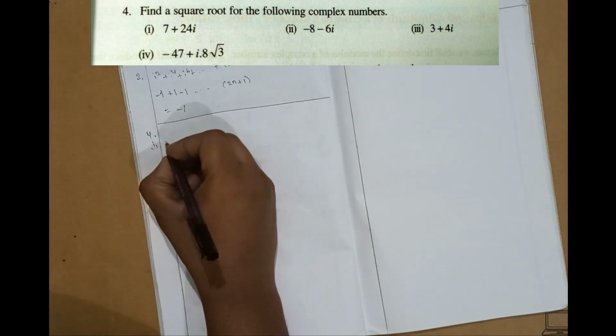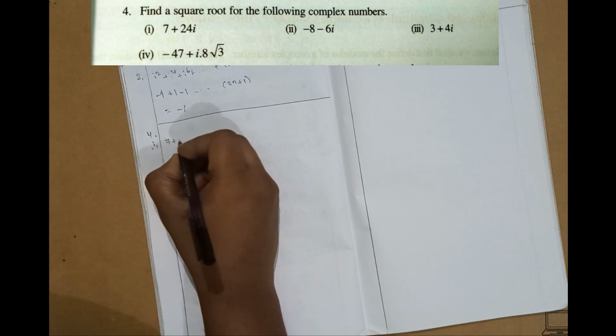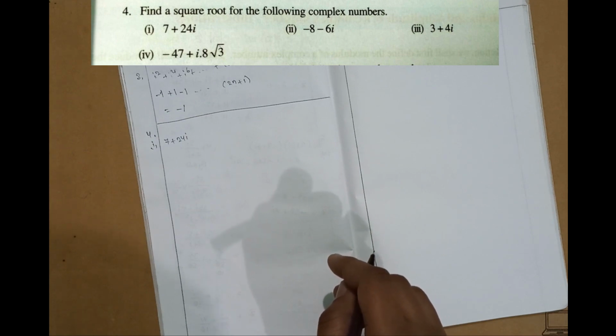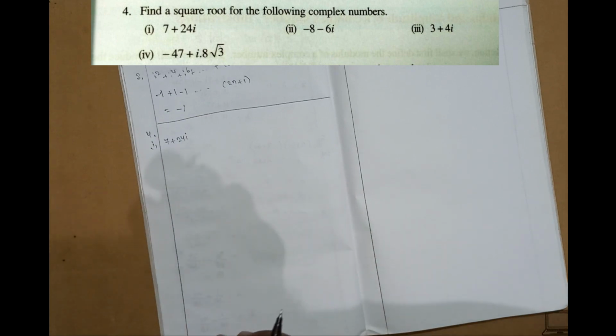The question is first one, fourth bit, first one. The question is 7 plus 24i. They said us to find the square root of the following complex numbers, to find out the complex number's square root.